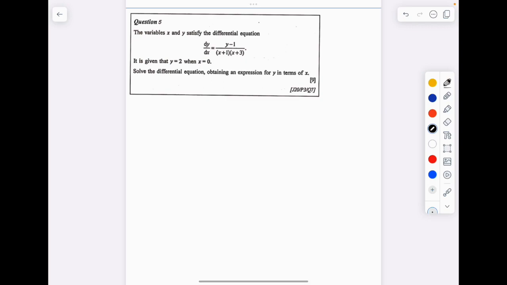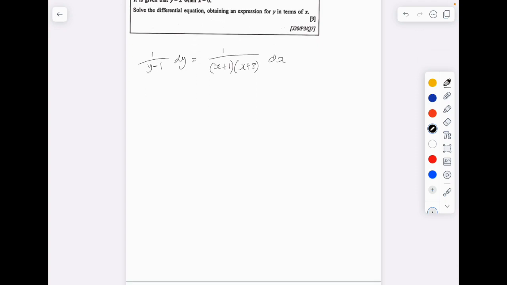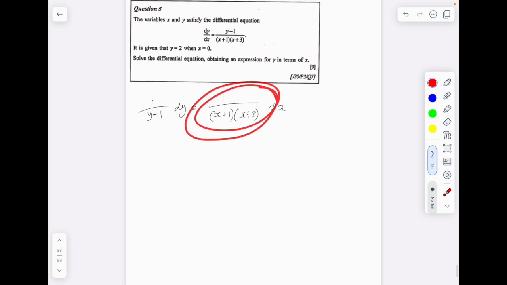Right, guys, now for question 5, we were asked the following question. Variables x and y satisfy the differential equation dy by dx is equal to y minus 1 over x plus 1 times x plus 3. Right, and it's given that y equals 2 when x equals 0. Right, solve the differential equation. Fine. Cool. So, 1 over y minus 1 dy is equal to 1 over x plus 1, x plus 3 dx. Okay, but now we have to get this in partial fraction form, guys.